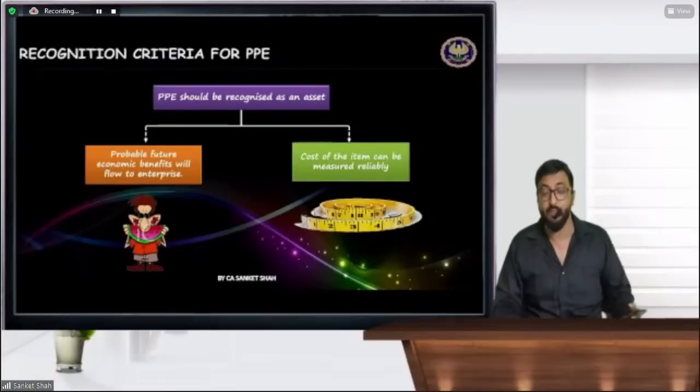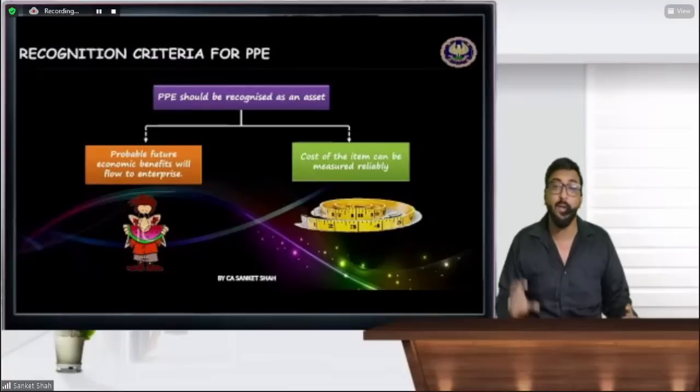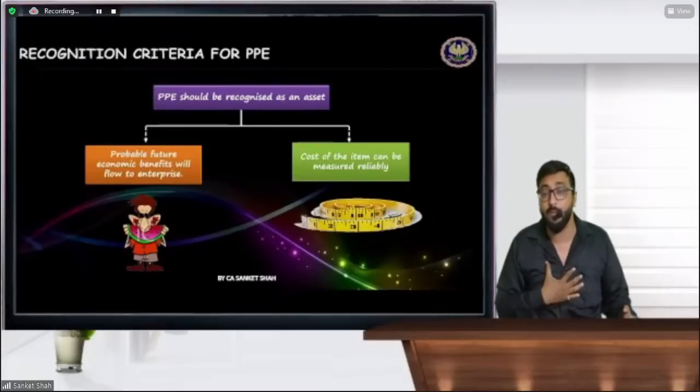Probable and possible. Probable means there is more than 50% chance that you will earn some benefit by taking that asset. For example, if I buy one car and visit my clients with that car, I will get my client fees, professional fees. So that is probable future economic benefit flowing to the enterprise.